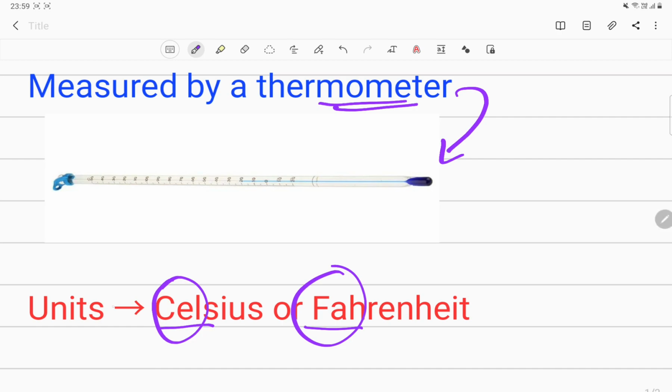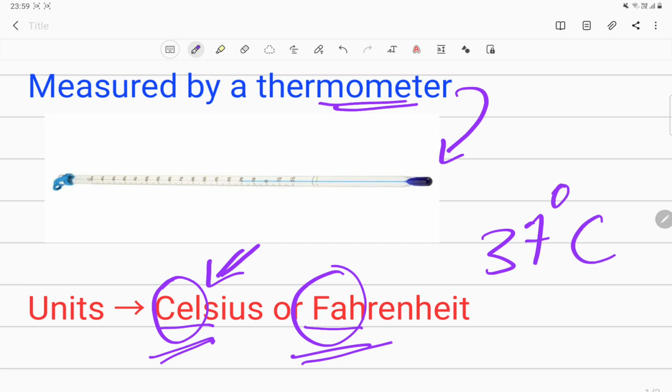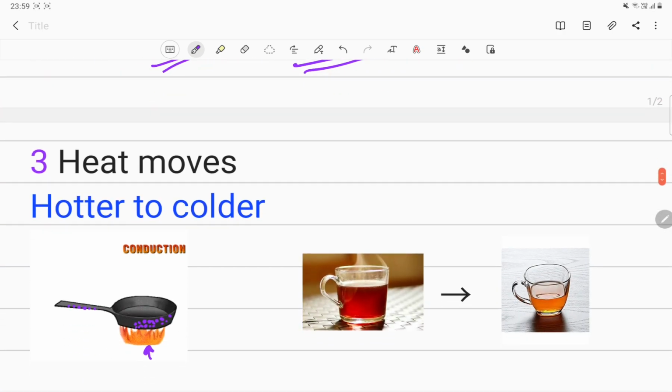Similarly, there are two units of temperature, Celsius and Fahrenheit. We use one of them at a time. Most commonly we use Celsius. The temperature of the human body is around 37 degrees Celsius. Let us move to the next property.